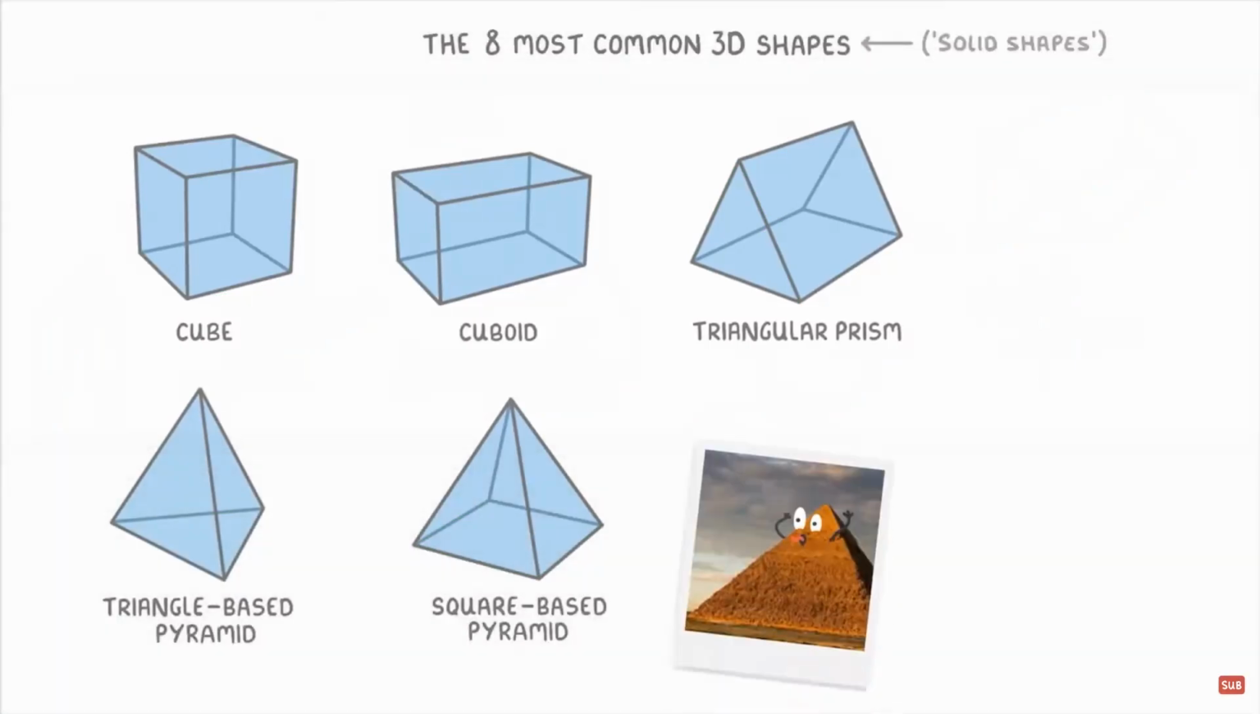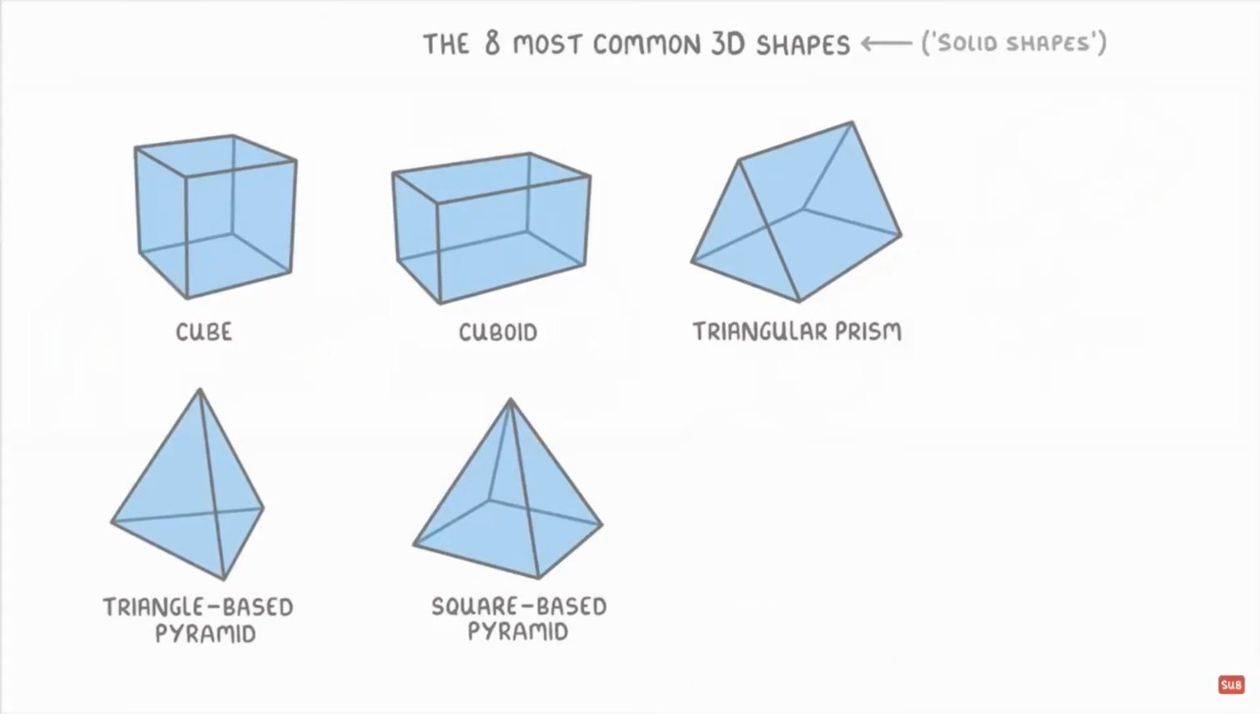And they're called this because they both look like pyramids and have either a triangle or a square at the bottom. Also, one thing to point out is you might sometimes hear the triangle-based pyramid being called a regular tetrahedron. But this is just a special case of a triangle-based pyramid.